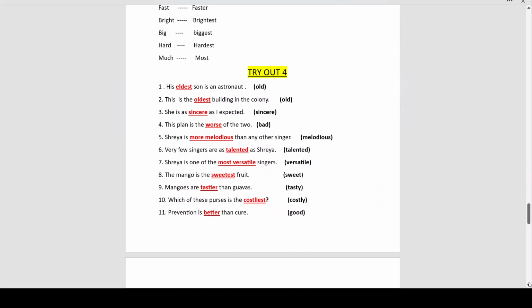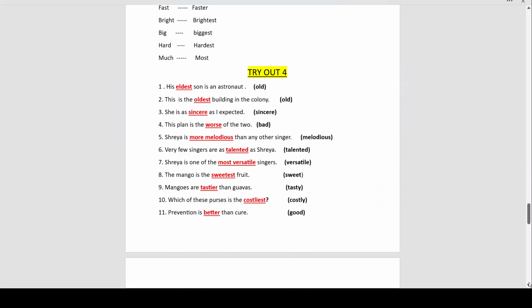Number 2. This is the dash building in the colony. Old. Now in the colony there must be many buildings. So we are comparing more than two buildings. So old, older, oldest. We are not comparing two things, two buildings. We are comparing all the buildings in the colony. So this is the oldest, the superlative degree of old, oldest.